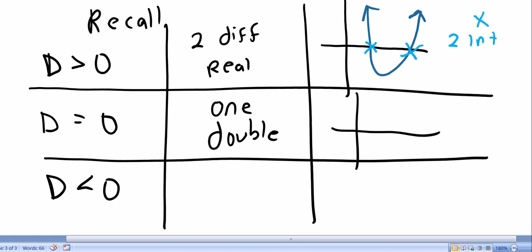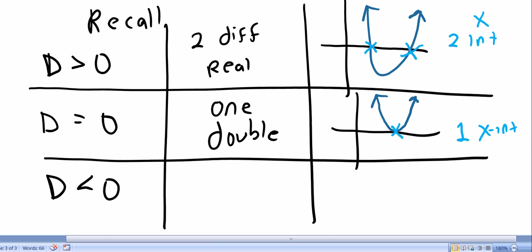We said that if the discriminant was equal to 0, then it had one double repeated root. And what this looks like for us is a parabola that hits the x-axis exactly once because it's a double repeated root. And here is 1 x-intercept. Okay, so we're showing you visually the geometry behind this.